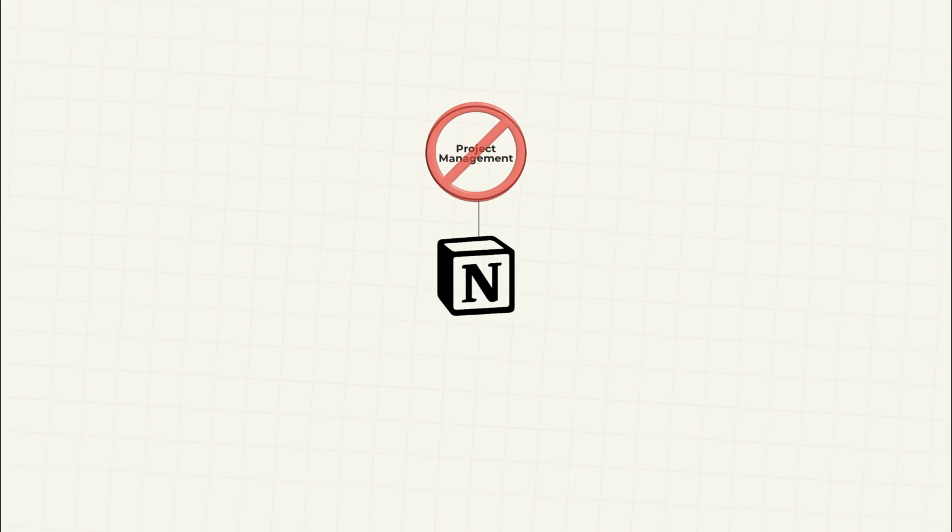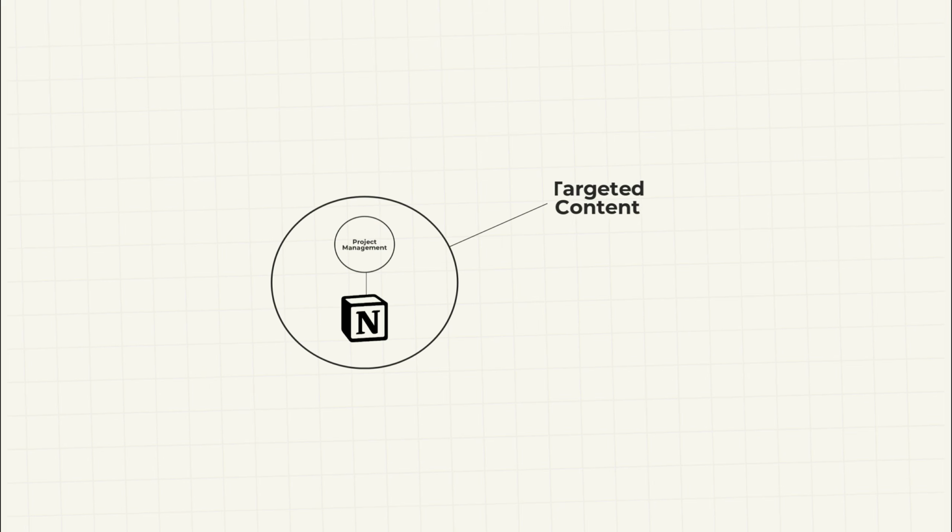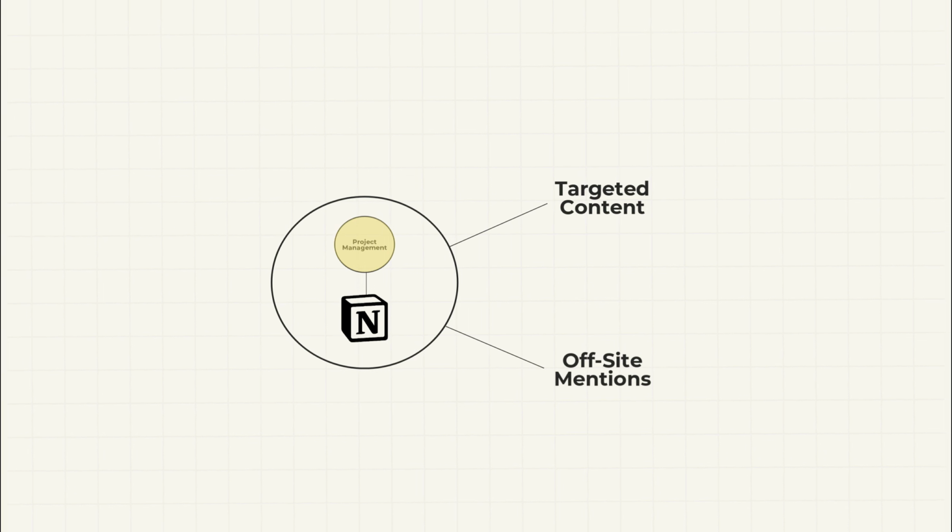So if managing OKRs or objective key results and goals is a key feature of Notion, this is an opportunity to own that space. The visibility gap isn't just about whether you show up, it's about which prompts you are invisible for. If Notion is missing from every project management prompt, that is a gap that needs to be closed with targeted content and offsite mentions in that specific category.